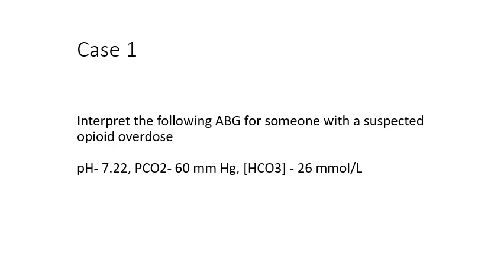Case number one, we have someone with suspected opioid overdose whose ABG is given as follows: pH of 7.22, PCO2 of 60, and bicarb of 26. I'm just going to take a 1 second pause for you to pause the video and solve this on your own first.